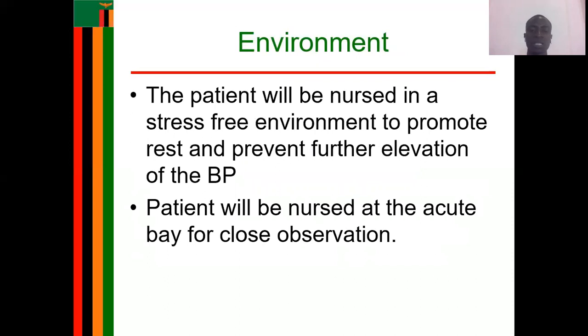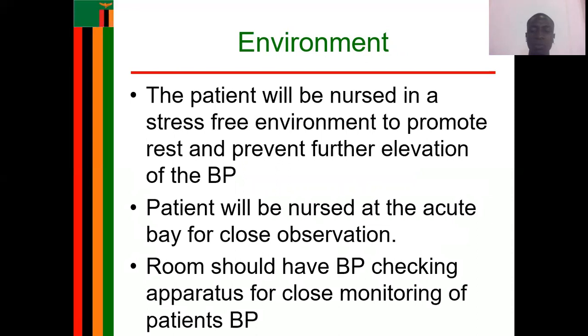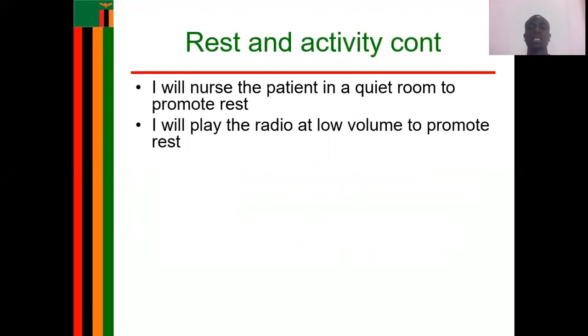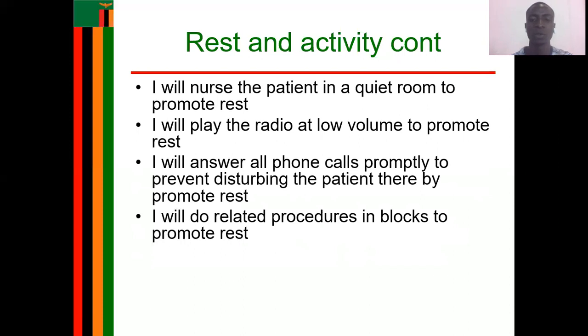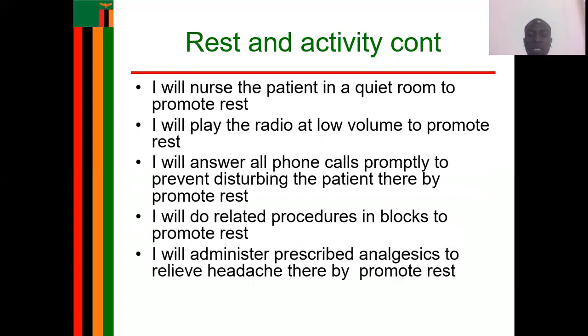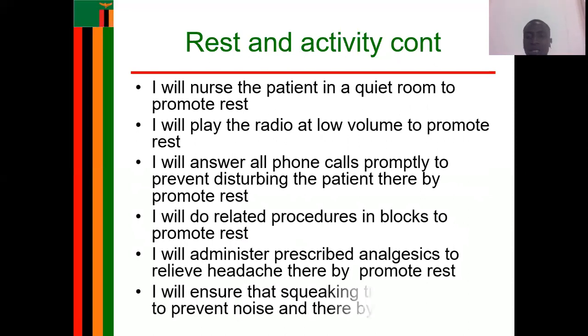Environment: the patient will be nursed in a stress-free environment to promote rest and prevent further elevation of blood pressure. The patient will be nursed in acute care for close observation, and the room should have a BP checking apparatus for close monitoring. Rest and activities: nurse the patient in a quiet room, play the radio at a low volume, do procedures in block form, and give prescribed analgesics to promote rest.